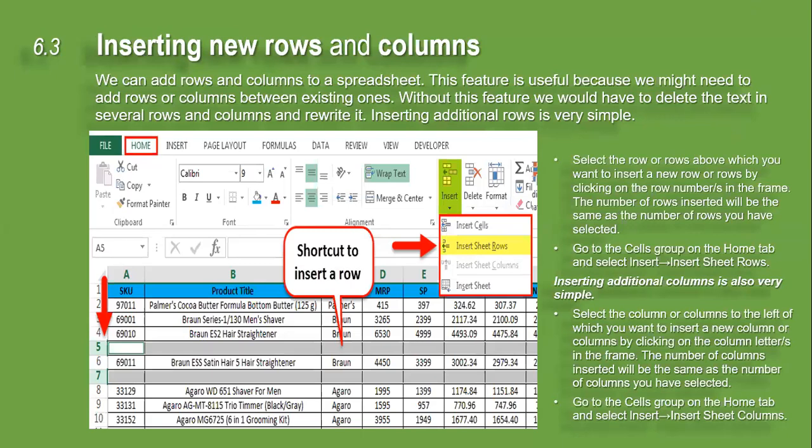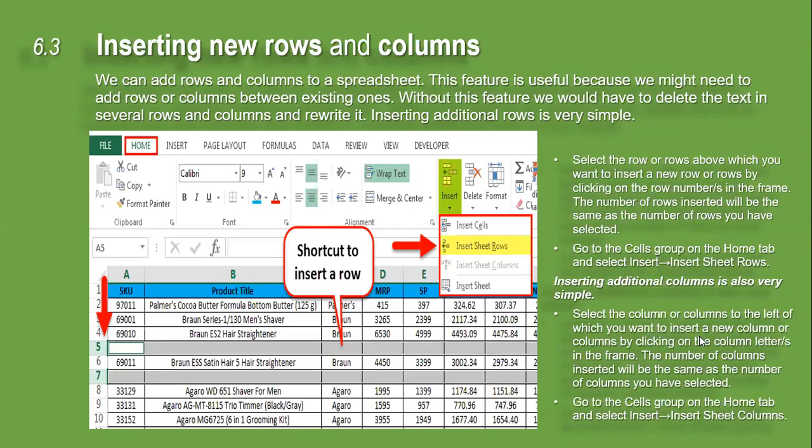The steps we are going to follow: first, select the row or rows above which you want to insert a new row or rows by clicking on the row number in the frame. The number of rows inserted will be the same as the number of rows you have selected. Go to the cells group on the home tab and select insert sheet rows. Then I'll show you how we can add additional columns in our spreadsheet.